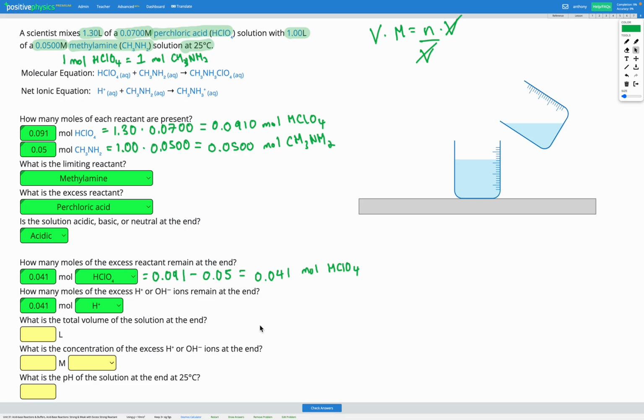Okay, next we need to figure out our concentration. So we've got the number of moles, now we need to find the volume. The total volume of the solution is going to be the sum of the volumes of the solutions we mixed together at the beginning. So we had 1.3 litres of our acid, and we had 1 litre of our base. So when we add that together, we get 2.30 litres for the total volume of the solution.